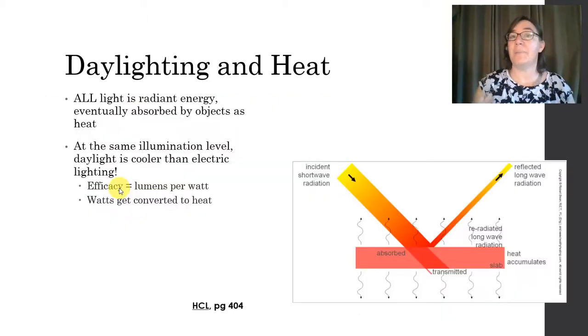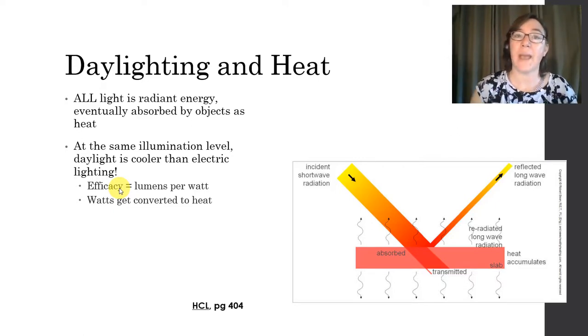So for our last topic today about daylighting, let's talk about daylighting and heat. All light is radiant energy. Remember that whole discussion about the electromagnetic spectrum. And as it bounces around your building, it is eventually absorbed by the objects as heat. So it will add heat to your space.